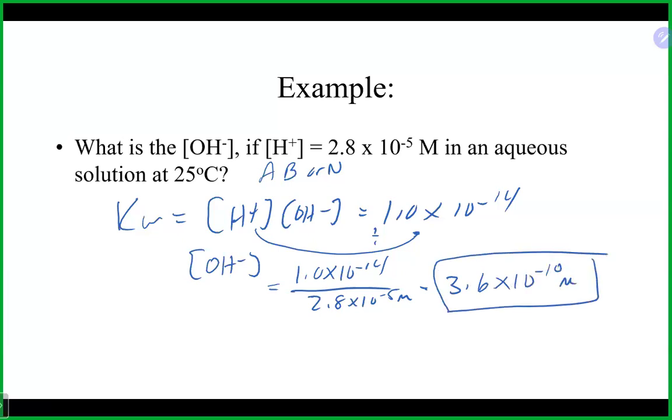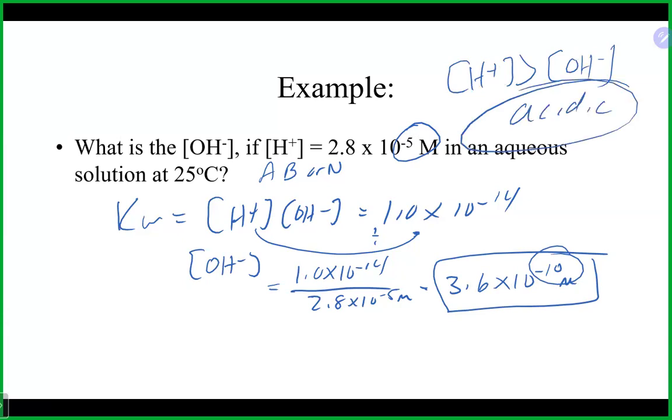Again, upon comparison, my H plus is to the minus 5 and my OH minus is to the minus 10. That means that the H plus concentration is bigger than the OH minus, and this solution should be acidic.